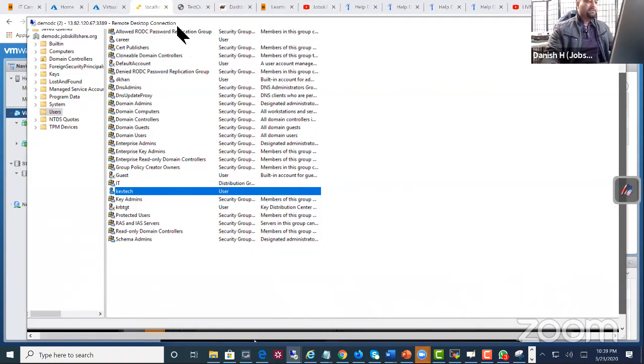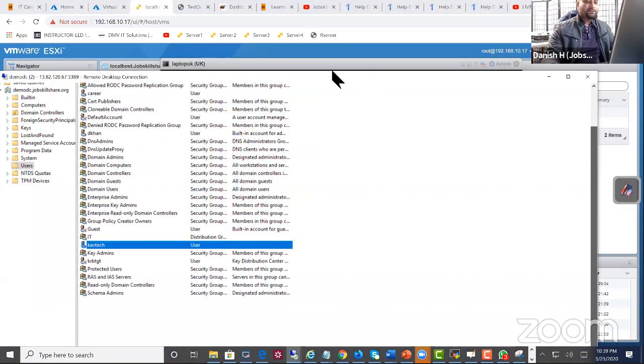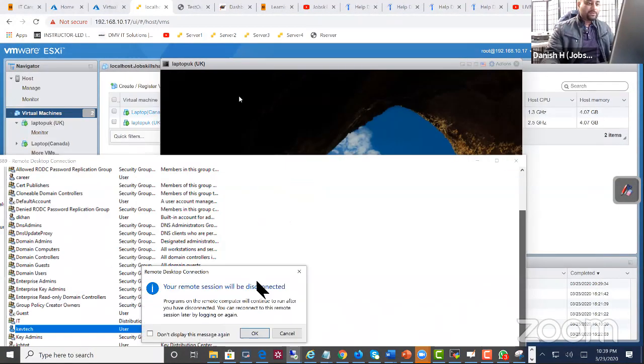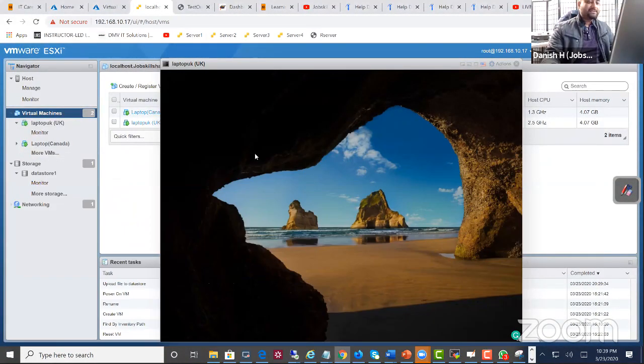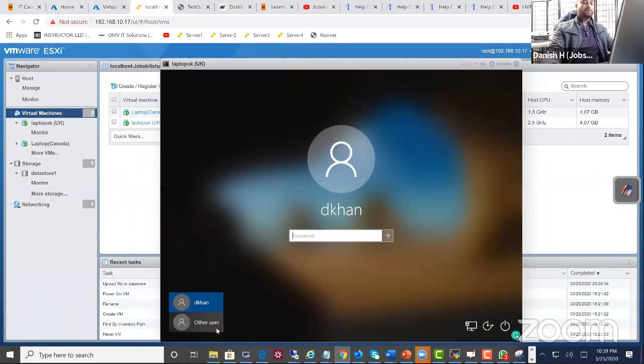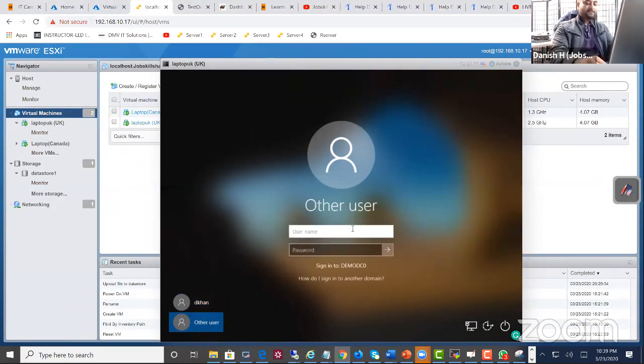Okay. So now moving on to group policy. What we're going to do in group policy, let's say we gave this laptop to who? We gave this laptop to KevTech now. So KevTech is going to log in.